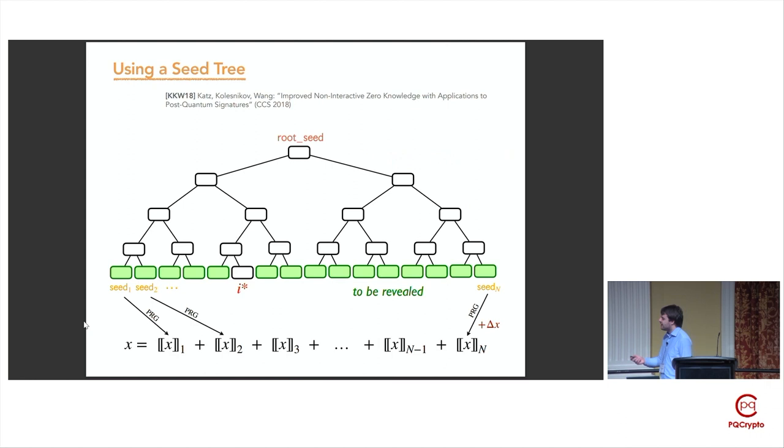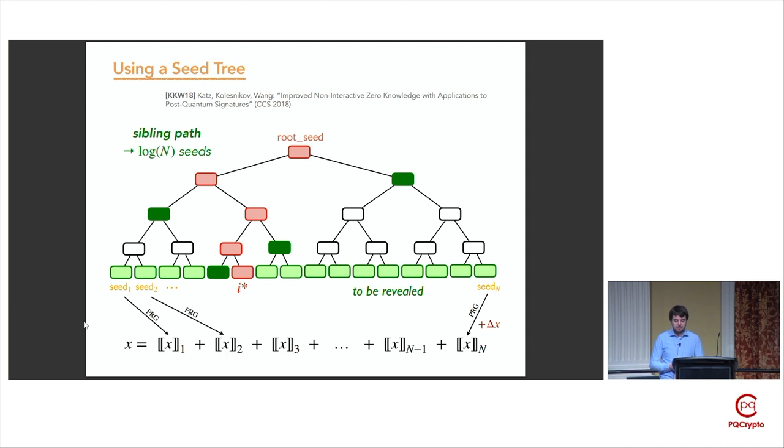As I said, we want to reveal all the seeds except one, for example I star. So this red path must remain secret, to reveal no information about the seed I star. But to reveal the other ones, we can just reveal the seeds in the dark green cases. In fact, it's the sibling path of the path between the leaf I star and the root. And so instead of revealing n minus one seeds, we just need to reveal log n seeds, just the sibling path.